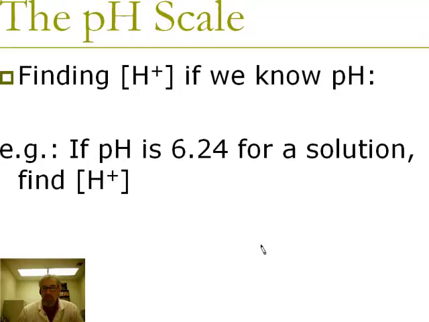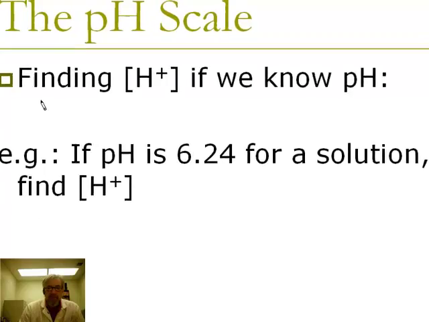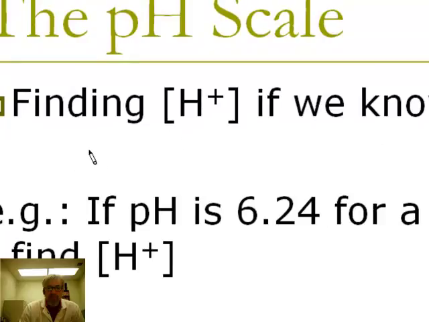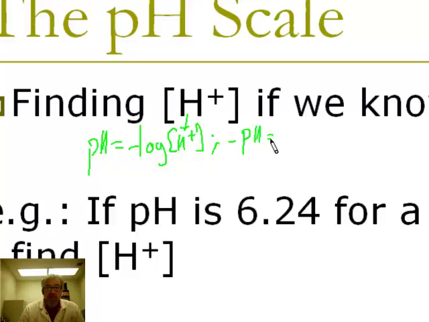Because of the definition of H+, we can find H+ if we know what the pH is. Here's how we can work this out. By definition, pH is the negative of the base 10 logarithm of H+ concentration. If we want to know H+ concentration, we can solve for it. The first thing we can do is divide both sides by -1, and that would give us negative pH is equal to the base 10 logarithm of H+ concentration.